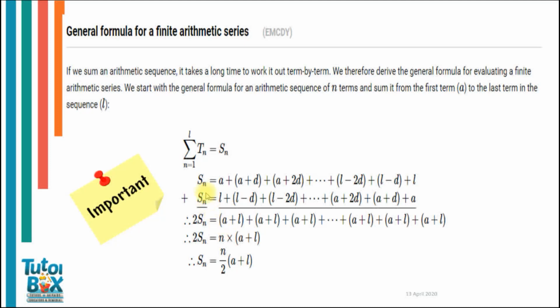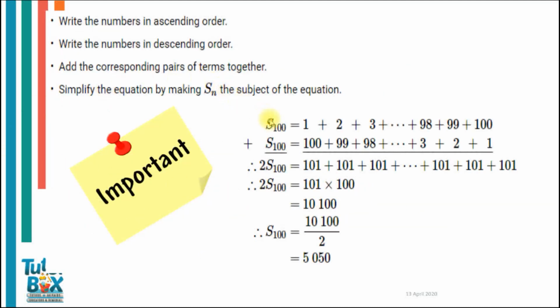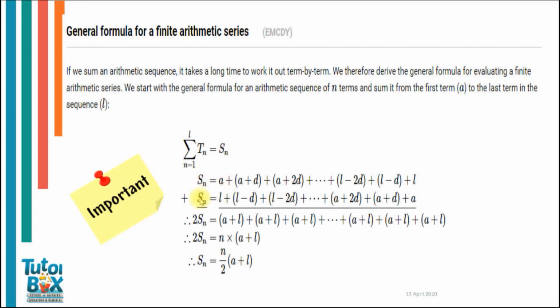And then the third part, you need to add the corresponding pairs of terms together. So Sn plus Sn, you get 2Sn. This will be equal to A plus L. This part here is A plus L, guys. And then this part here would also be A plus L, because I have A plus D plus the L minus D. Okay, so the D's will cancel out there. So I'll be left with A plus L everywhere throughout.